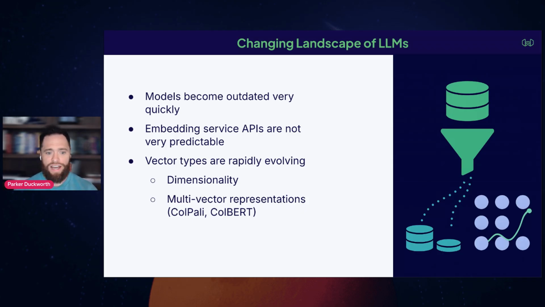And on top of that, the types of vectors are rapidly evolving as well, not only in terms of dimensionality, but also in the way that vectors are represented. For example, there's a new concept called multi-vector representations, which is basically a vector of vectors that's becoming very popular with models such as ColPali and ColBERT.